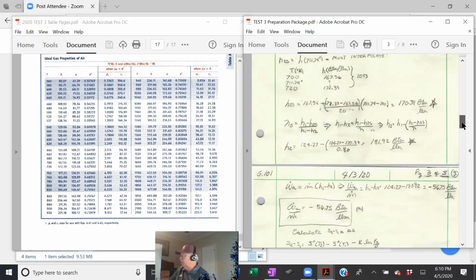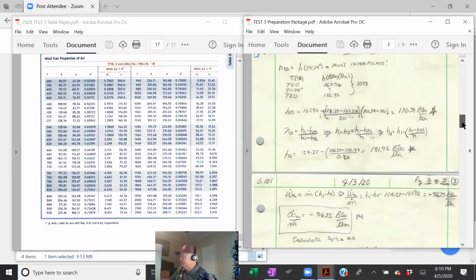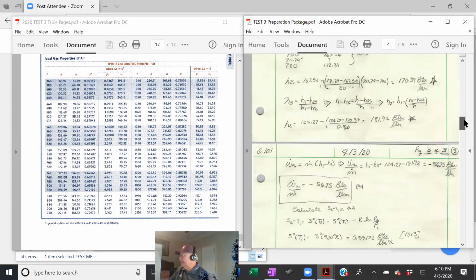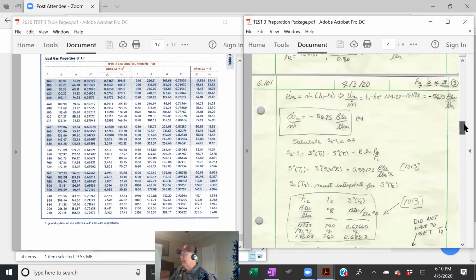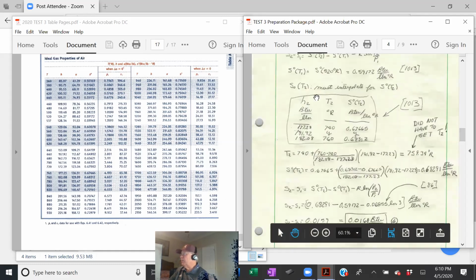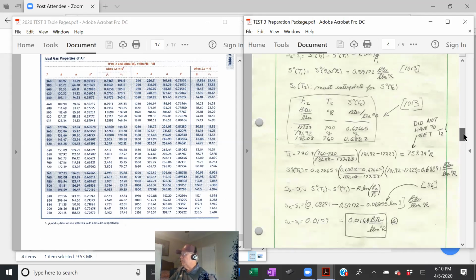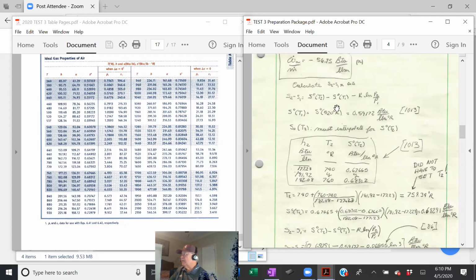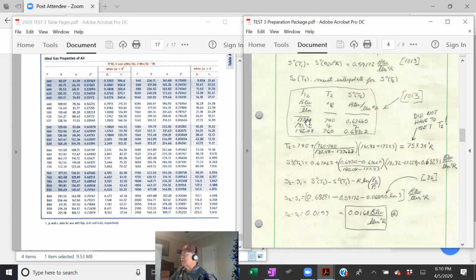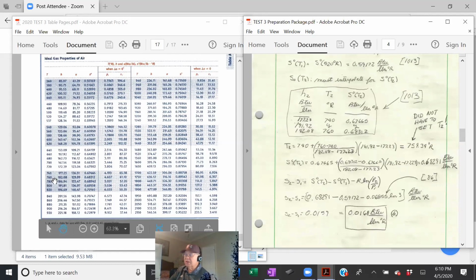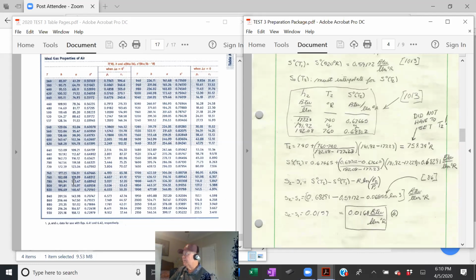Right here. Calculate H2 from this equation, and I get 181.92. I know H2, but I don't know T2. And I need to know T2 before I can use this equation, because I have to look up S0 at T1 and T2. So I know H2 is 181.92. Let's look over at the tables. 181.92 falls between 740 and 760. So I put 740 and 760.